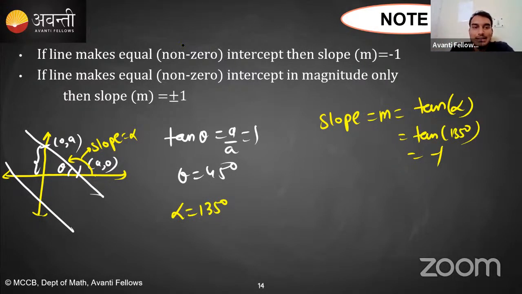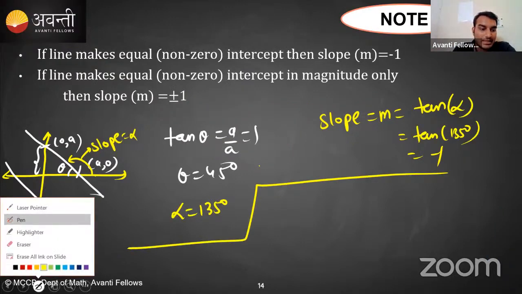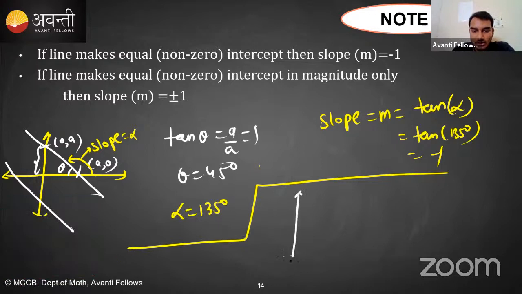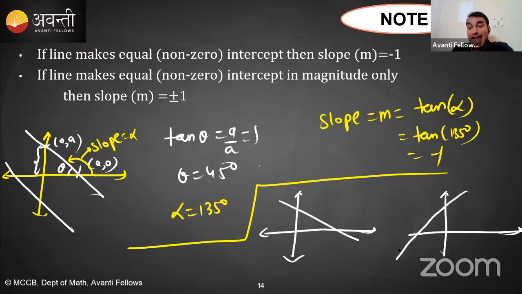Okay, and similarly if line is making equal intercept in magnitude only, meaning the magnitude of a and b is equal, meaning the line can also be like this. How can it be? Look, if the line is making equal intercept in magnitude, meaning either the line can be like this, yes or no, that both intercepts are equal. Either line it will be like this, that magnitude of the intercept is equal. Let's say this is -2, 0 and this is 0, 2. So the magnitude of the x intercept and y intercept are equal in this case.